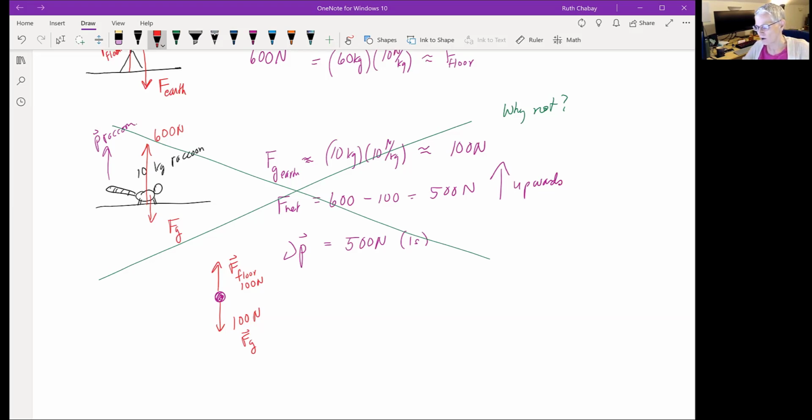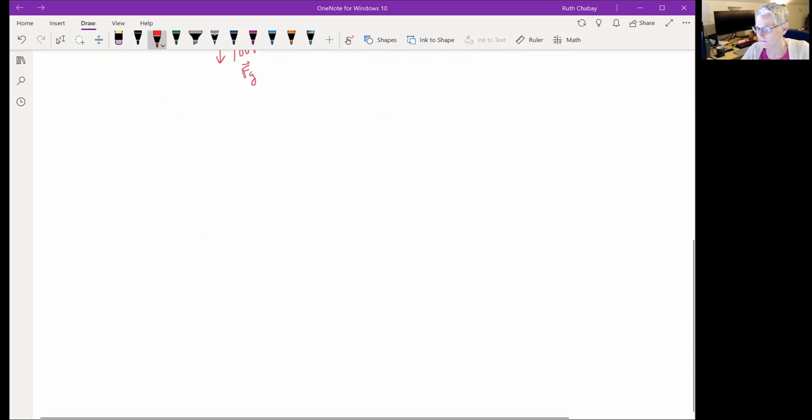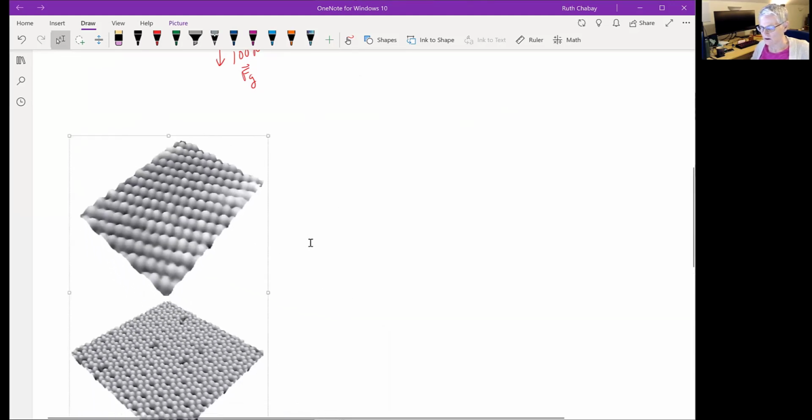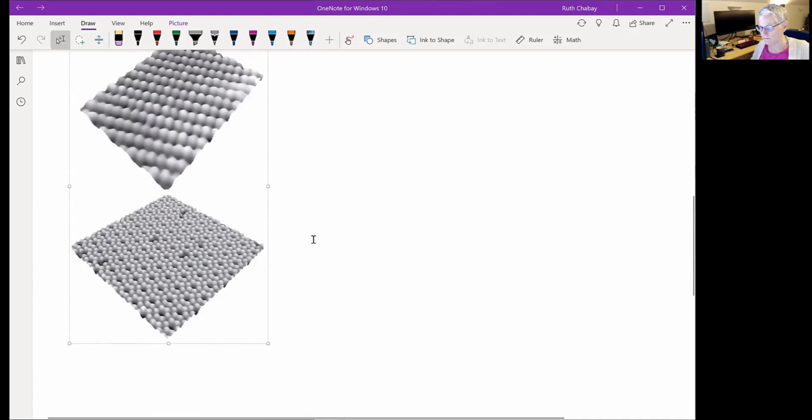Now, we all know, because we've taken chemistry, that matter is made of atoms. But we probably haven't talked very much in chemistry about how they're put together to make solids. So what this is, these are images taken by a scanning tunneling microscope.